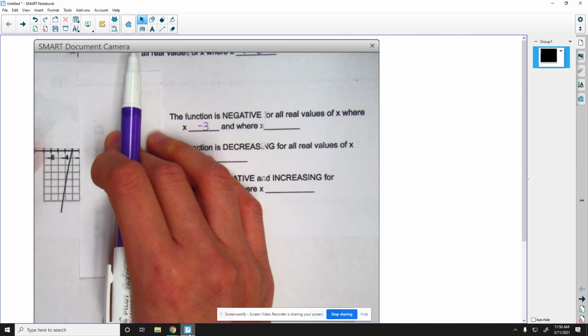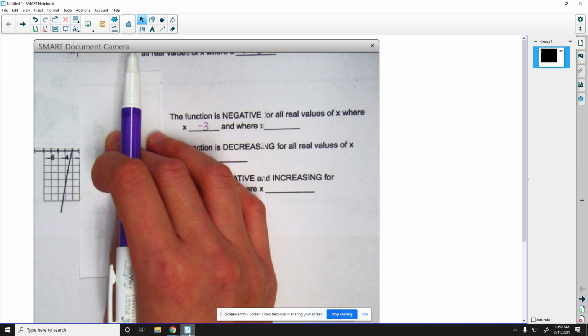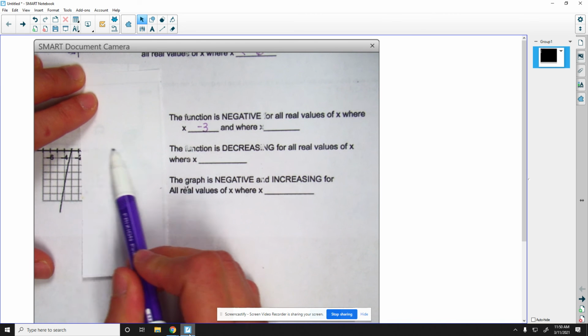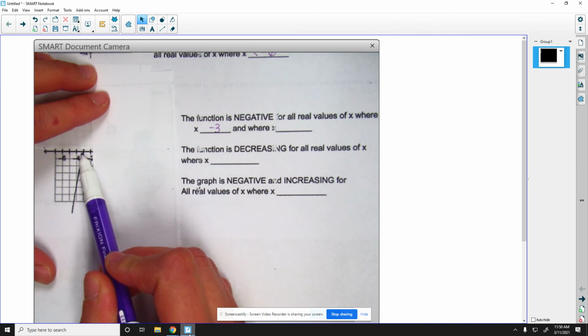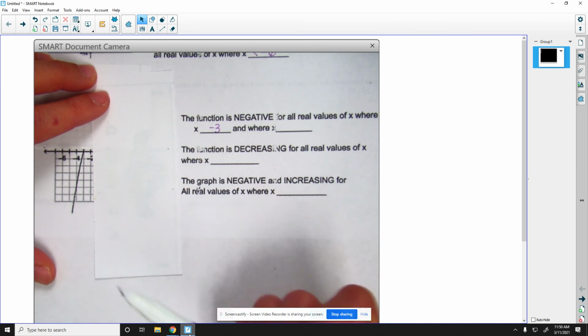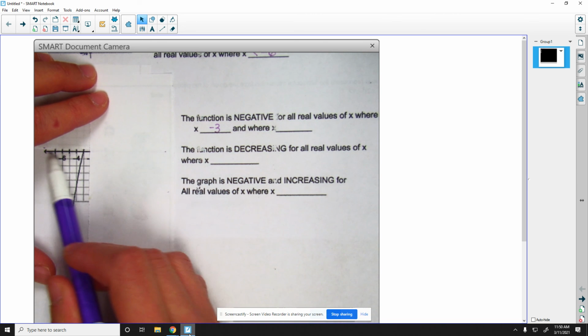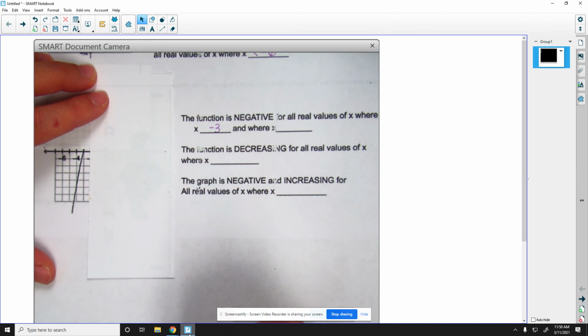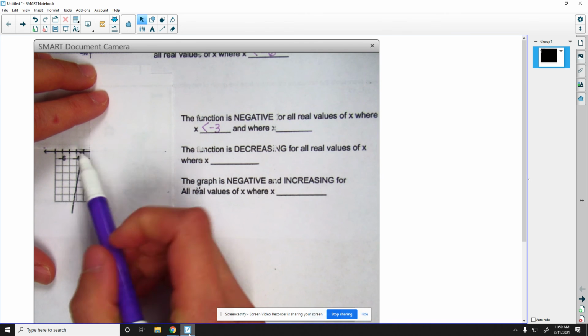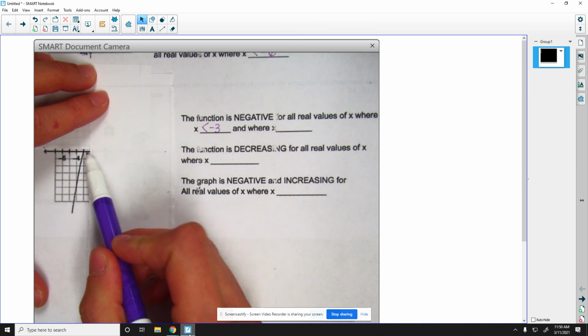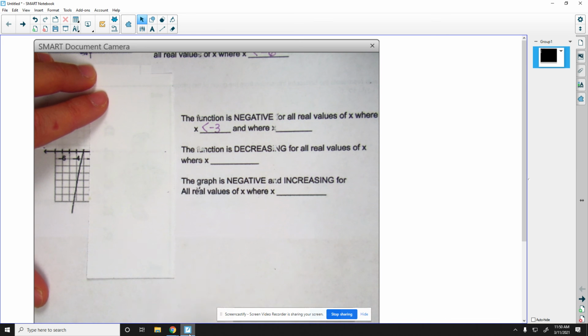Okay, is x greater than, is it to the right? Or is x less than, to the left? So somebody online, what do you think? Less than, right? Because to the left, that's where I see the picture. Greater than is over here. I don't see any picture here.